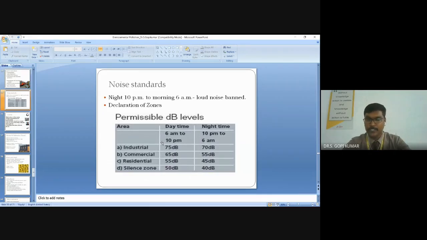This is one of the major factors, where the permissible decibel levels were given. Regarding industrial areas, from 6 a.m. to 10 p.m., 75 decibel is acceptable. During night time, 10 p.m. to 6 a.m., 70 decibel is acceptable. Regarding commercial buildings, 65 decibel in daytime and 55 decibel in night time. And the residential decibel range is 55 for daytime and 45 for night time.